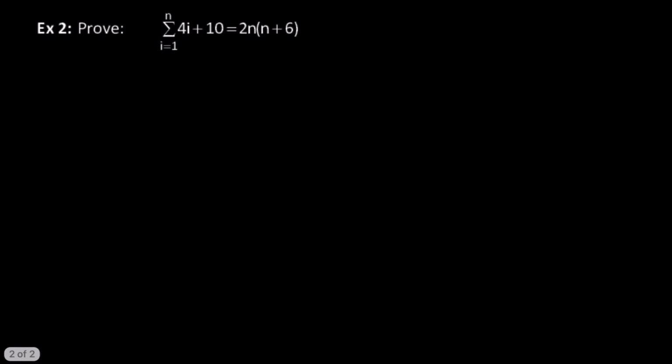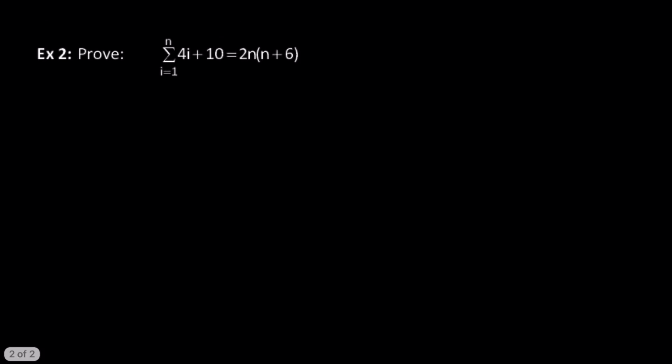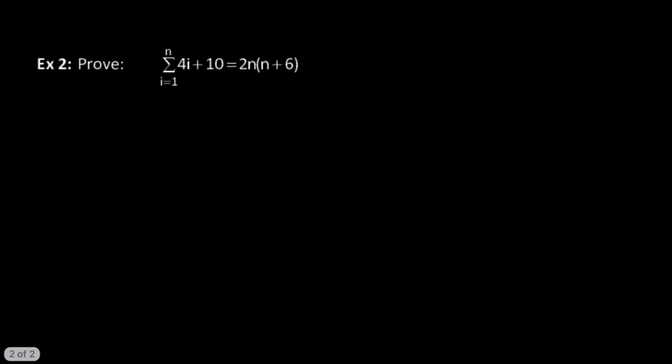Prove the summation as i goes from 1 to n of 4i plus 10 equals 2n times n plus 6. So the first thing I want to do here is expand. Whenever it's given to you in summation notation, let's expand it. The way we do that is we start with a 1, we put a 1 in right there. 4 plus 10, well, that'll give me 14.